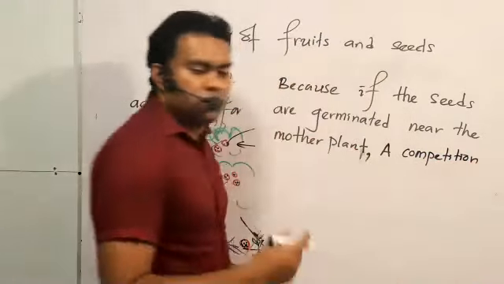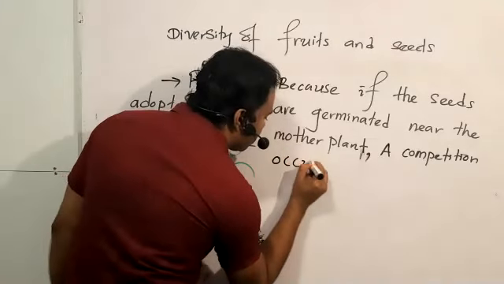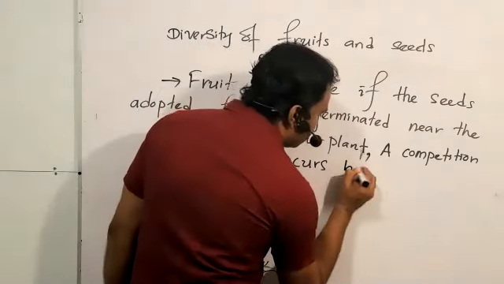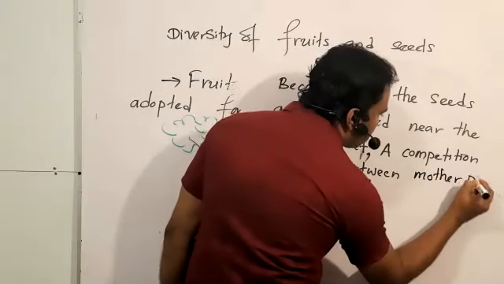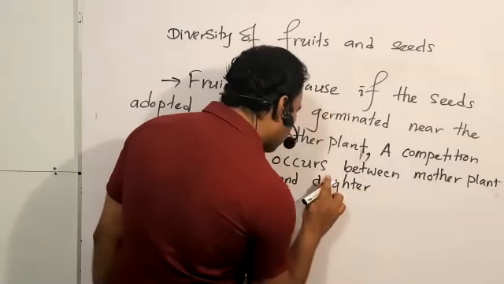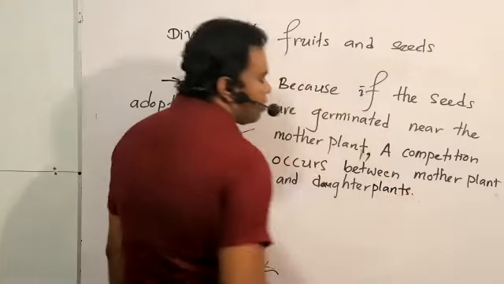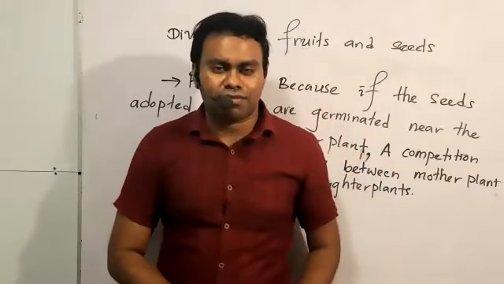Competition means what? Compete. You know that. A competition occurs. Competition occurs between mother plant and daughter plant. Very good. Mother plant and daughter plants. Like at home there is a fight between mother and daughter over the television channel.